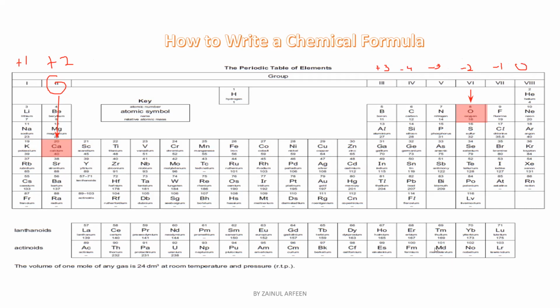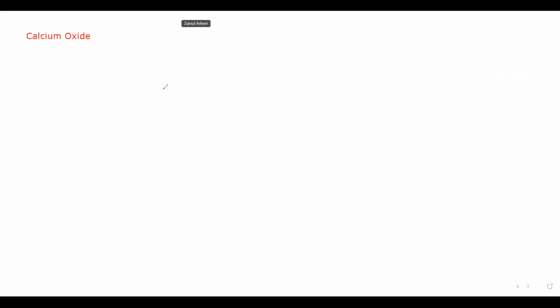So the steps are there. First we write the symbol using a periodic table and the valency. So calcium is +2 and oxygen is -2. Now the second step is simplify the valency. How do we simplify the valency? What is the simplest ratio of 2 and 2?